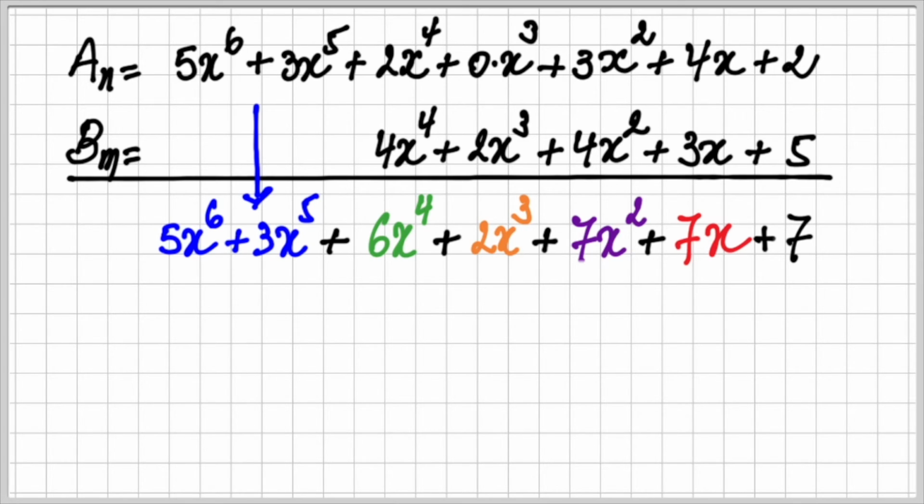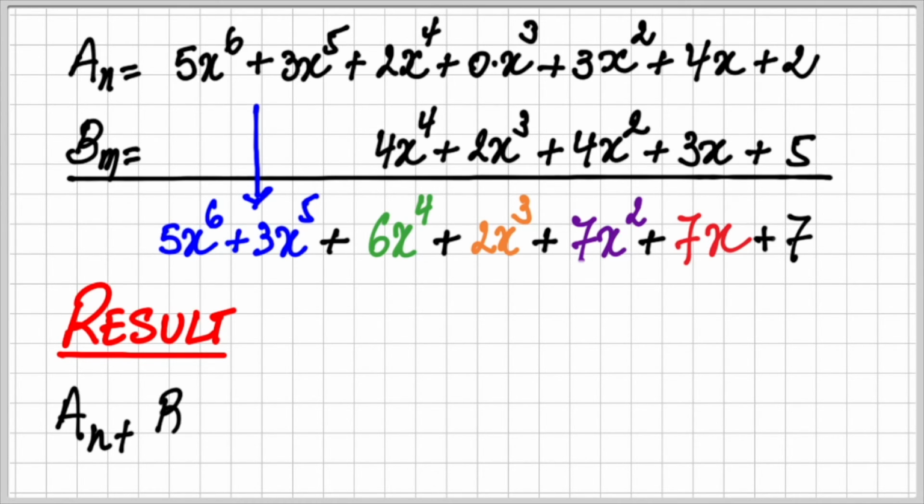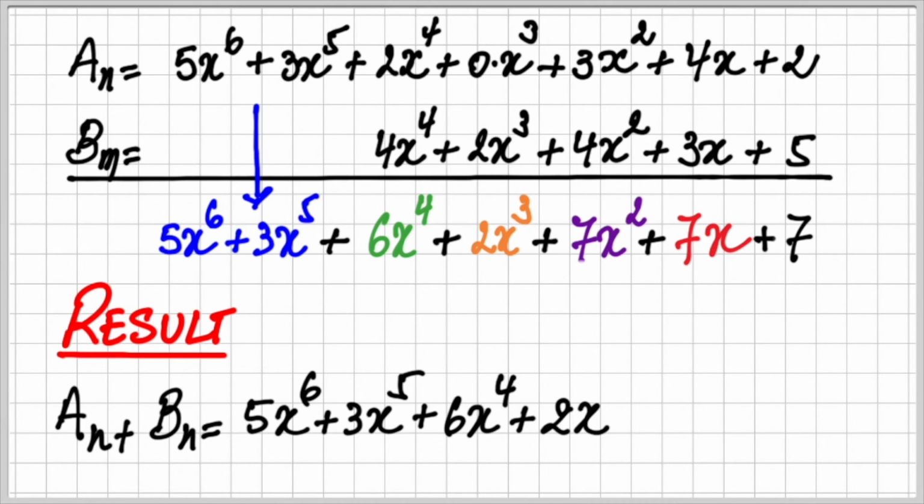And finally, this is the result of this equation. We can rewrite the result, a_n plus b_m, as 5x to the power 6 plus 3x to the power 5 plus 6x to the power 4 plus 2x to the power 3 plus 7x squared plus 7x plus 7.